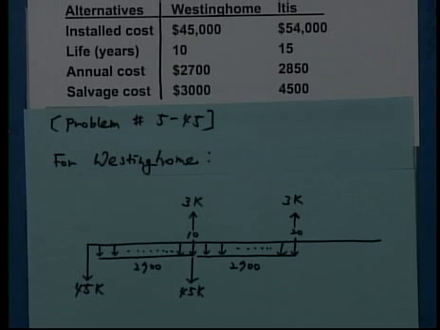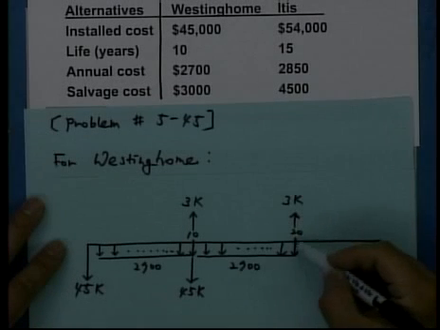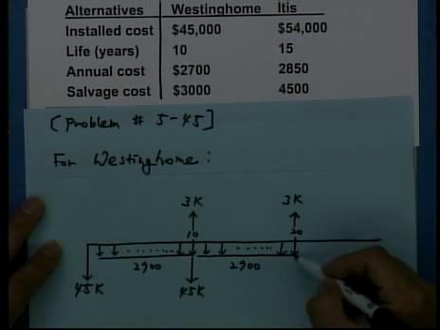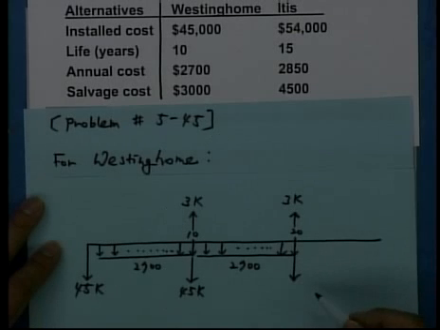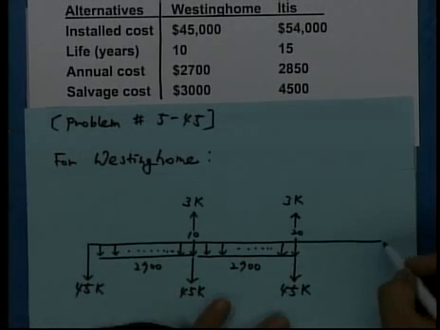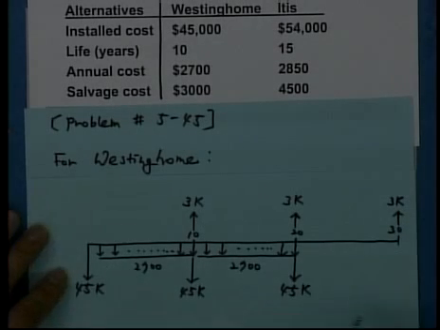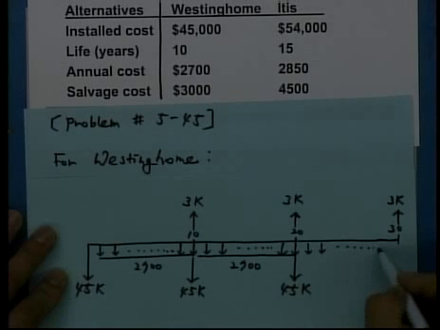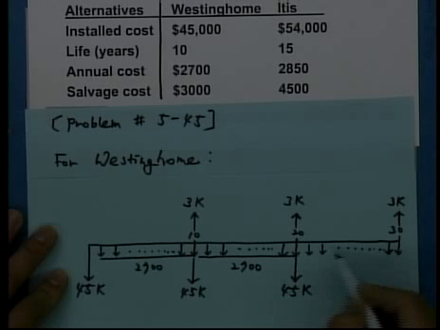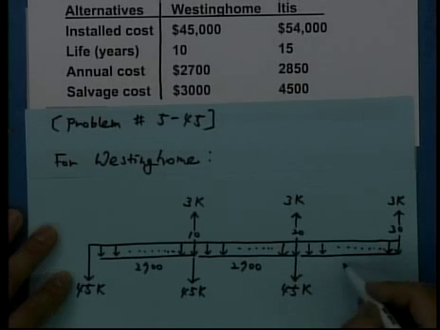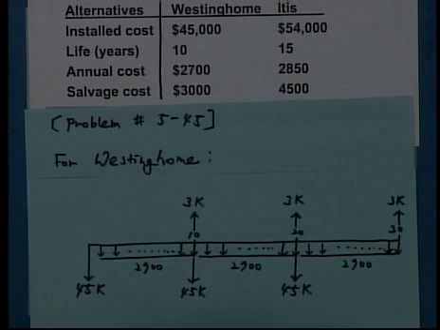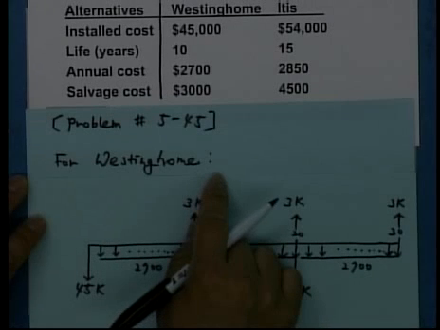$2,700. And then again, at the end of year 20, we need to consider another new replacement, another new elevator. So you need to invest another $45,000, which will have a service value at the end of period 30, which is $3,000. And in the meantime, every year you need to pay an annual cost of $2,700. So this is the cash flow diagram for the Westinghouse case.